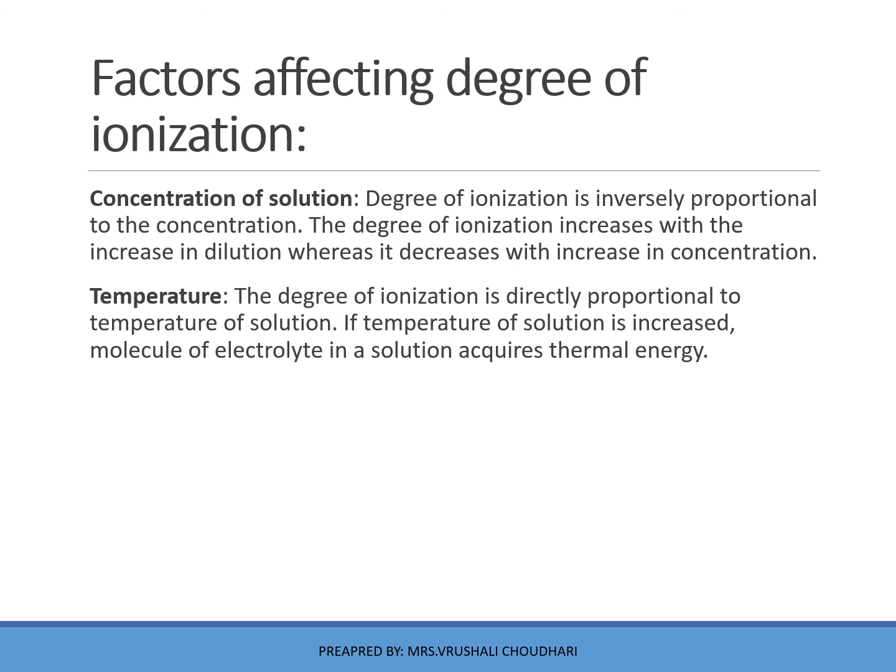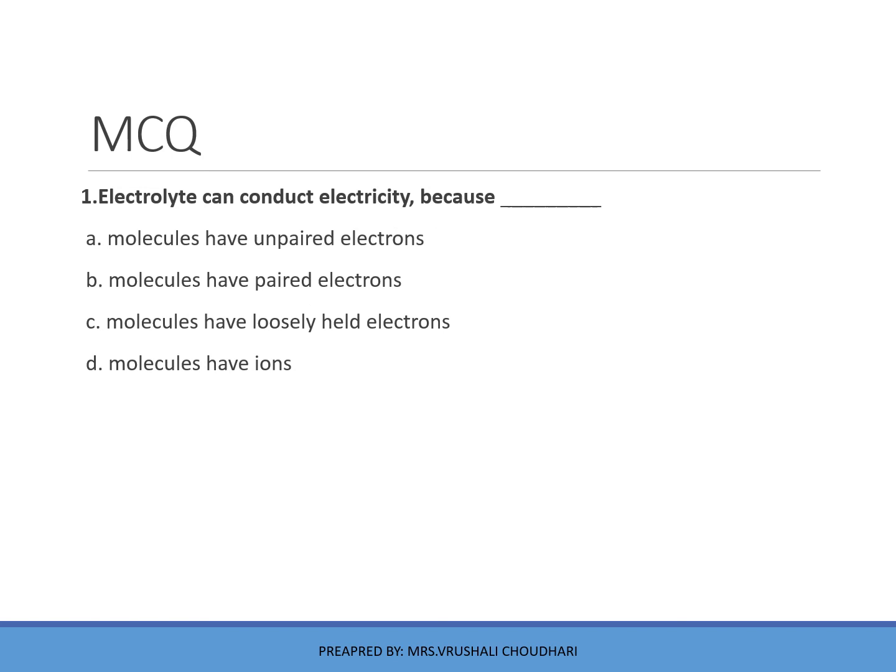to cold water. We are going to solve the MCQ based on today's topic. Electrolyte can conduct electricity because molecules have unpaired electrons, paired electrons, or loosely held electrons? Loosely held electrons. That's why electrons are able to move here and there, and electrolyte becomes a conductor of electricity.